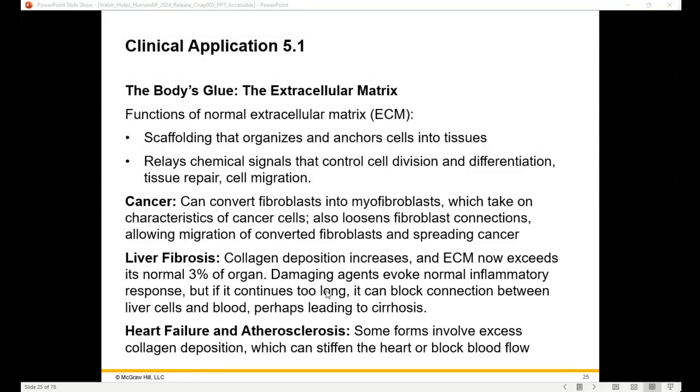Okay, in liver fibrosis, collagen deposition increases and extracellular matrix now exceeds its normal 3% of the organ. Damaging agents will evoke normal inflammatory responses, but if it continues too long, it can block connection between the liver cells and the blood and could lead to cirrhosis. In heart failure and atherosclerosis, some forms involve excess collagen deposition, which can stiffen the heart or block blood flow.